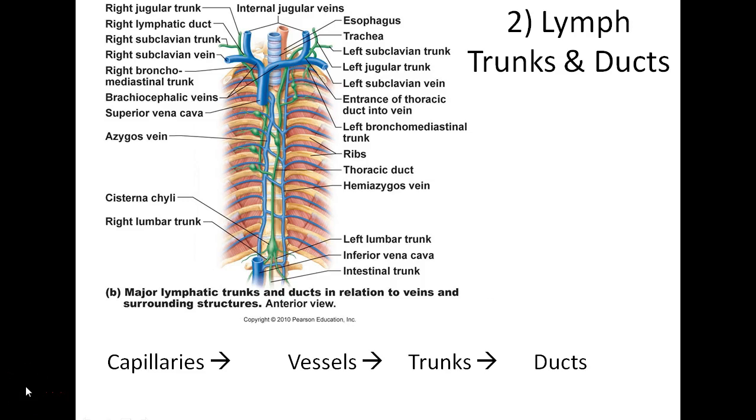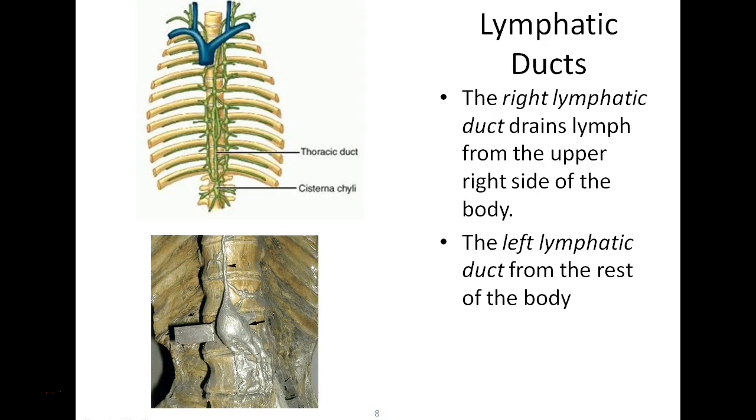On this slide, we get a little bit more in-depth view of some of these trunks and ducts. So we see that we have these things called lymphatic trunks, and these are going to be some of our larger vessel lymphatics. And these are going to be on both the right and left sides of the body, and these are going to bring that filtered lymph from certain specific body regions. So we have a right lymphatic duct on the patient's right side, and then we have a thoracic duct on the patient's left side. This right lymphatic duct is going to drain lymph from the upper right side of the body, and the left lymphatic duct drains lymph from the rest of the body.